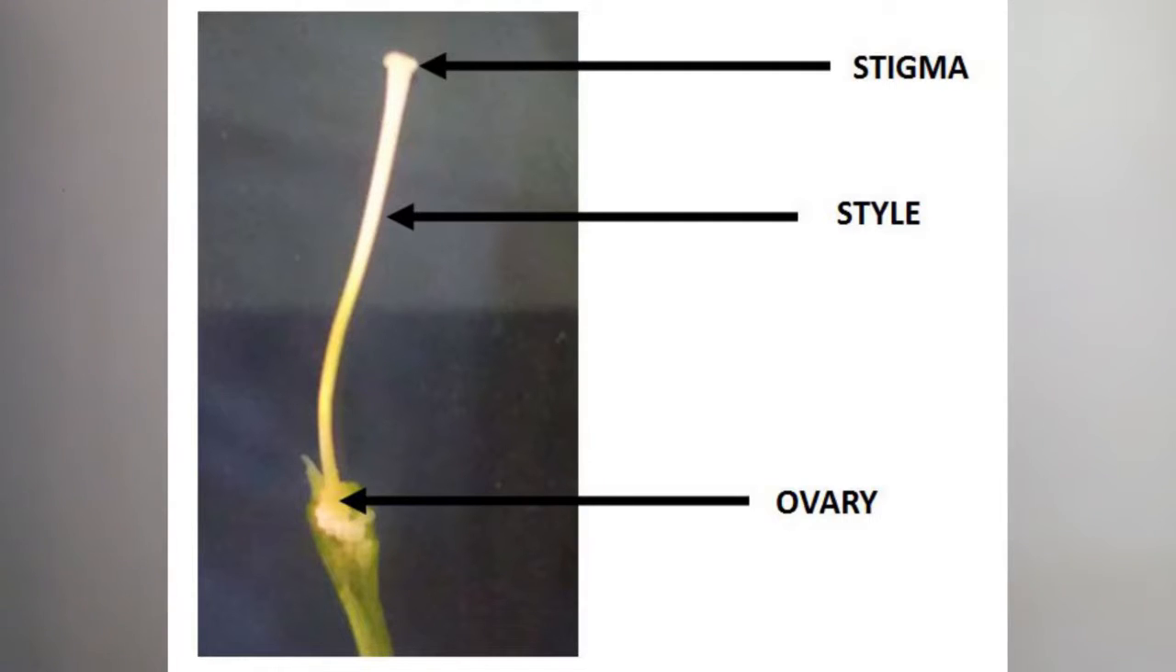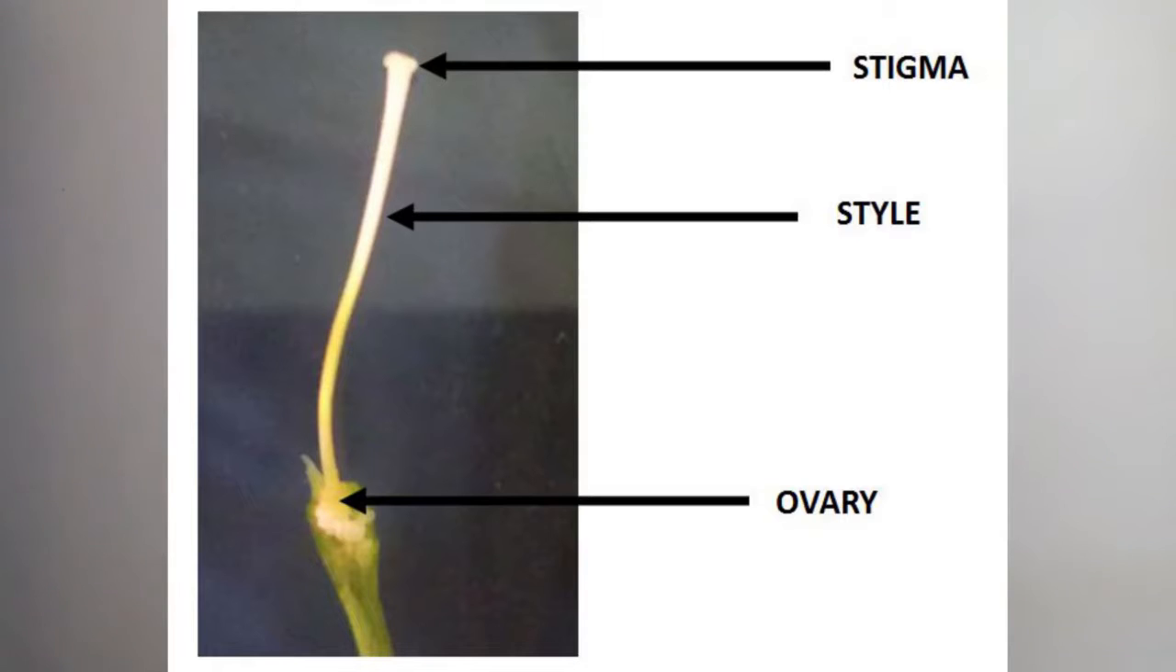The uppermost part that you can see is stigma. The middle part, that is a tube-like part, that is style. It is hollow from inside. That means, you have seen a straw. You can drink milkshake through the straw. Why? Because it is hollow from inside. And the part that is present, the bulky part, the bulged part at the downside, it is ovary.